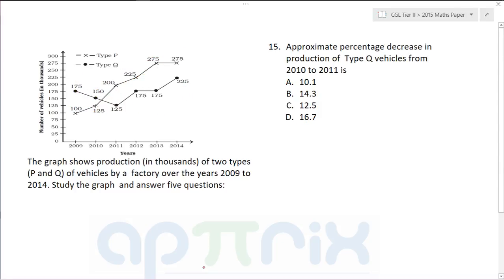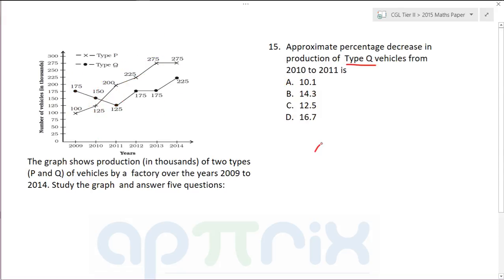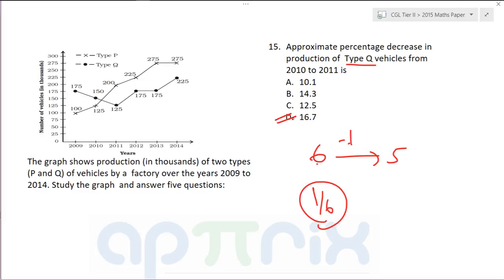Question number 15 now. Approximate percentage decrease in production of type Q vehicles from 10 to 11. I will go to the previous page. 10 to 11 type Q is a decrease from 6 to 5. A 6 to 5 decrease is a decrease of 1 over 6. 1 by 6 in fractional terms is approximately 16.7%. Done or not? So easily you are solving questions. Very happy for you. Alright.